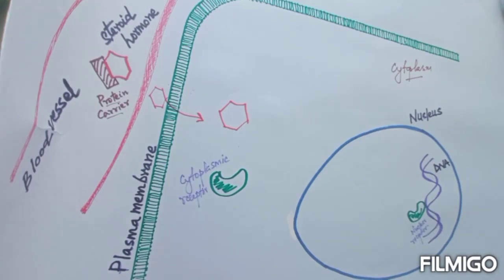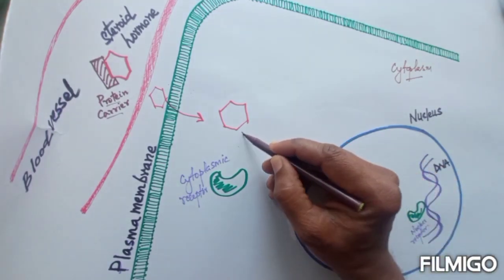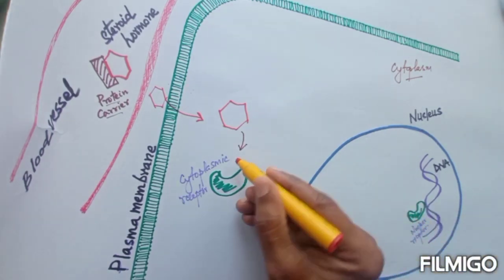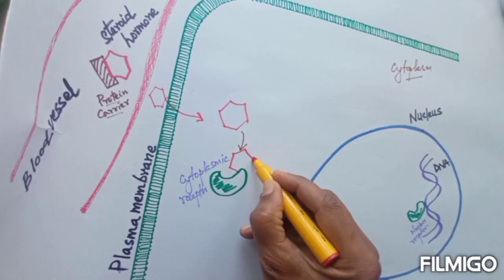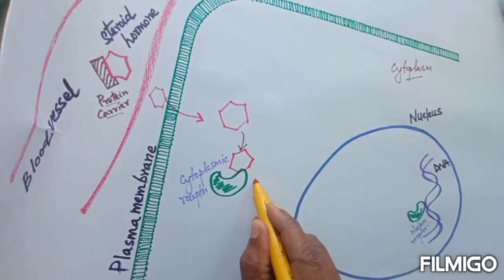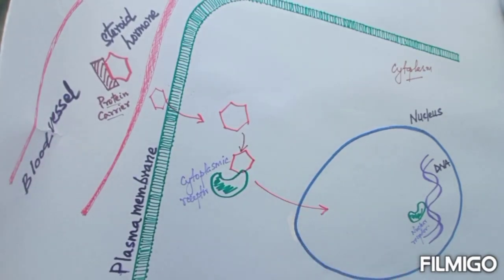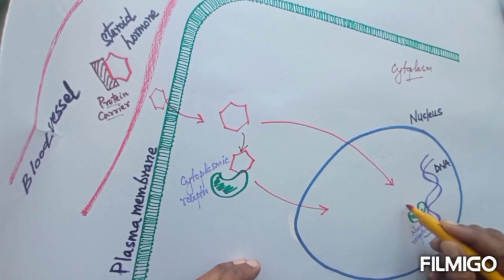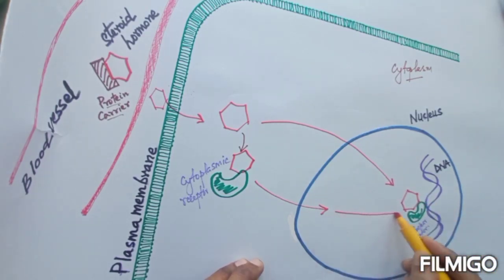Here, most of the steroid hormones and thyroid hormone also use a cytoplasmic receptor to get carried to the nucleus. So what happens is that this is attached like here and carried to the nucleus. Whereas some of the other steroid hormones, for example, estrogen, directly use the nuclear receptors. So anyway, both of them will have an effect on DNA.